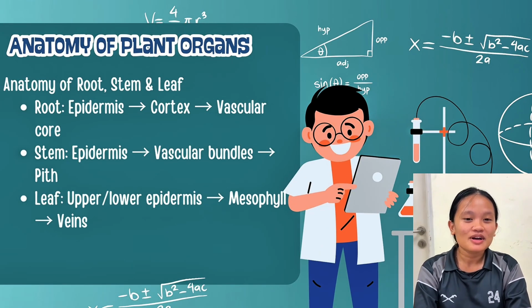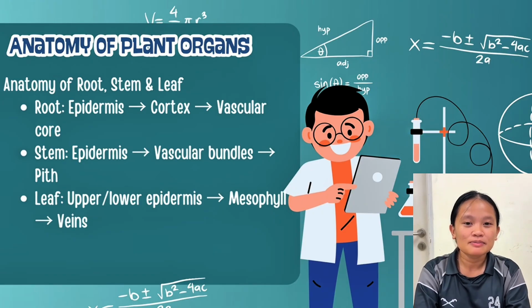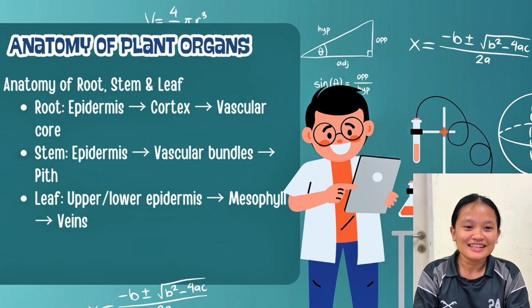Now, let's look at the anatomy of major plant organs: the root, stem, and leaf. In a root, the outer layer is called the epidermis, followed by the cortex. And in the center lies the vascular tissue that includes xylem and phloem.